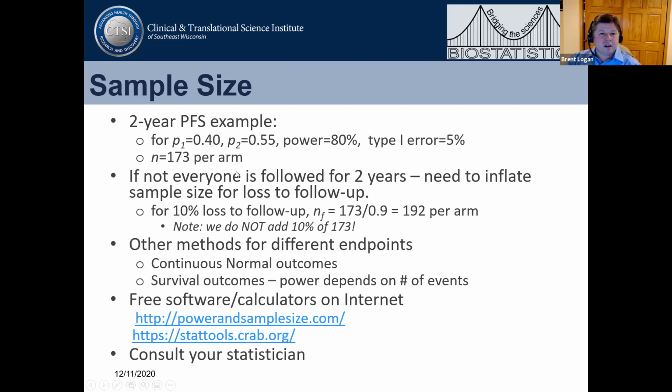Now, some things to consider: if you have loss to follow-up, is everybody going to be evaluated 2 years down the road? So you may need to inflate the sample size for loss to follow-up. There are different methods for different endpoints. I showed a formula for the binary endpoint, but you might have normal outcomes or survival outcomes. With survival in particular, the power depends on the number of events, not the number of patients. There are calculators on the internet, but I strongly encourage you to consult your statistician, and we are always happy to work with you.